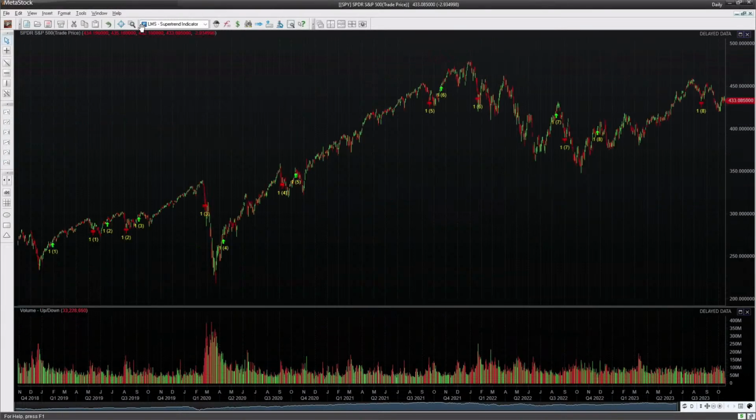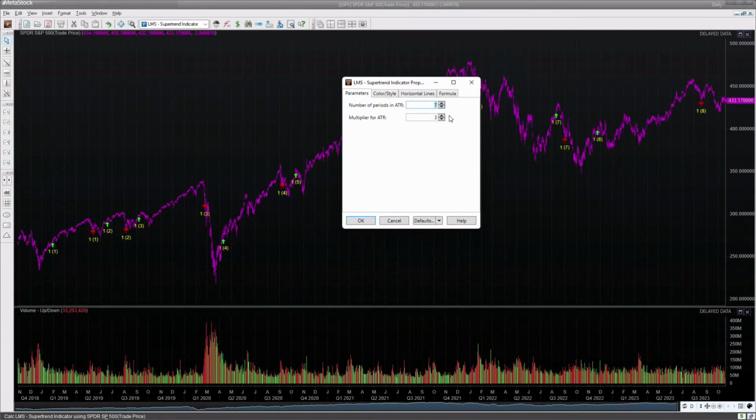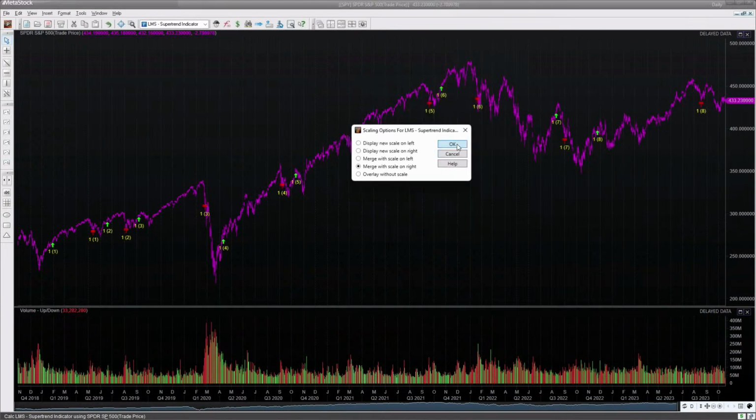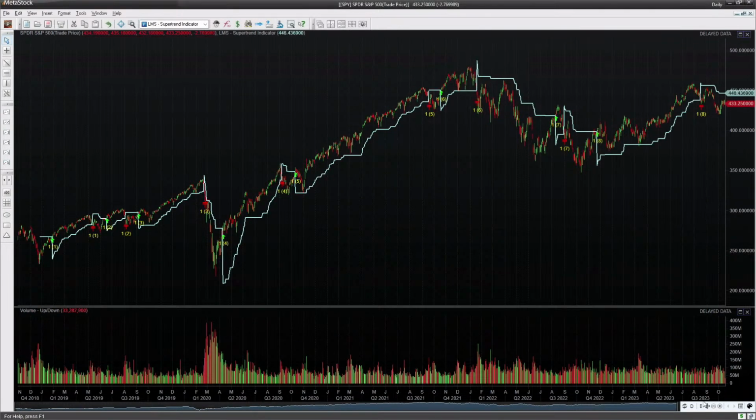And then what we can do is we can plot our indicator here. We'll go ahead and just drag it on top of the chart. Now, in this case, we want to adjust the indicator to reflect the same numbers that we got in that system test. So the number of periods, for example, would be 38, and then the multiplier would be 5. Go ahead and click on OK. Make sure to merge it with a scale and click on OK, and that'll plot it.